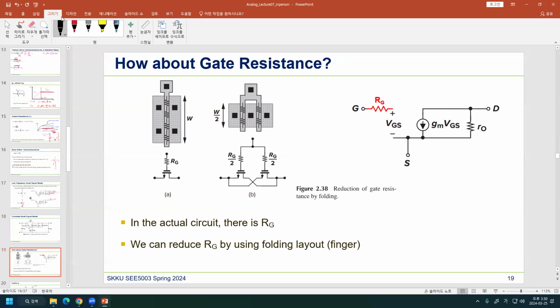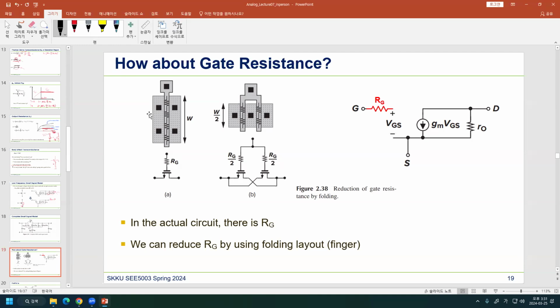And then this also I put it here because there is a gate resistance. What it says is here, there's a layout. But I wonder, does anyone do a layout before? Anyone has experience? Okay, you, and then okay, you. Then it may not be familiar to you.